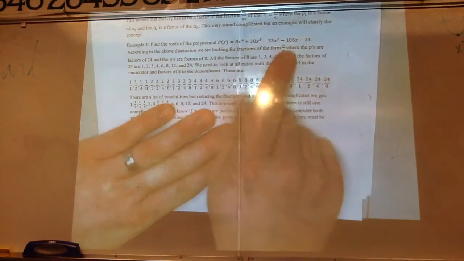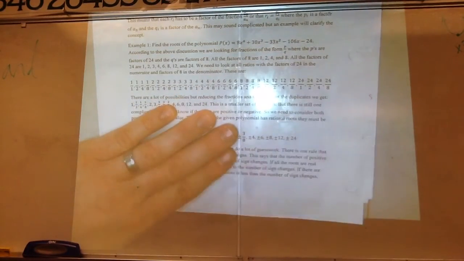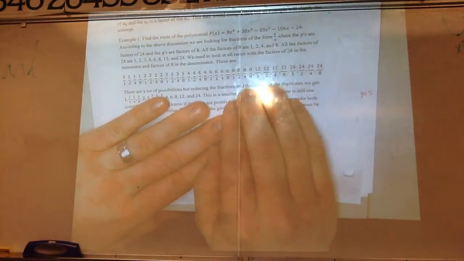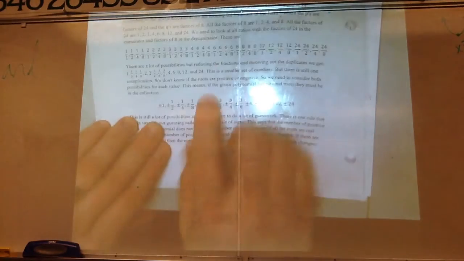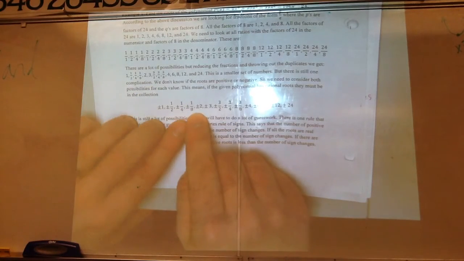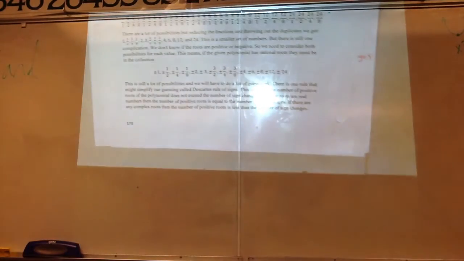It's the factors of 24 divided by the factors of 8, plus or minus, times 2 because they could all be positive or they could all be negative. The repeats narrow it down to this. And then you just try to find one that equals 0.